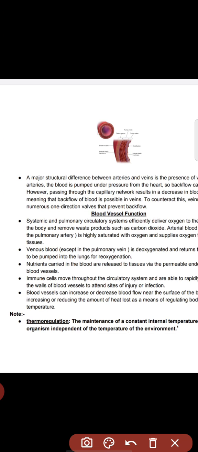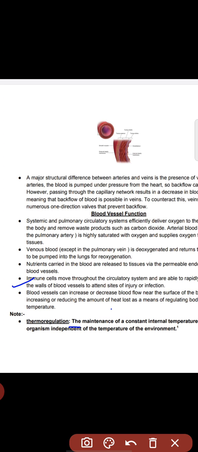And an important function is that blood vessels carry the blood that has the immune cells, which help to protect you from injury. These carry the immune cells to the site of injury, to the site of infection, and these cells kill the bacteria or help with wound healing. This function is facilitated by the blood vessels.